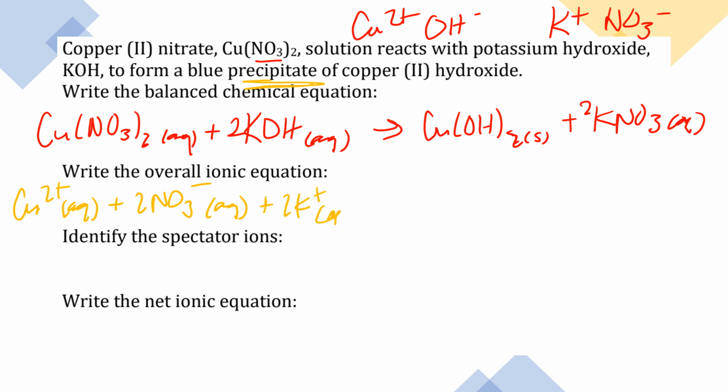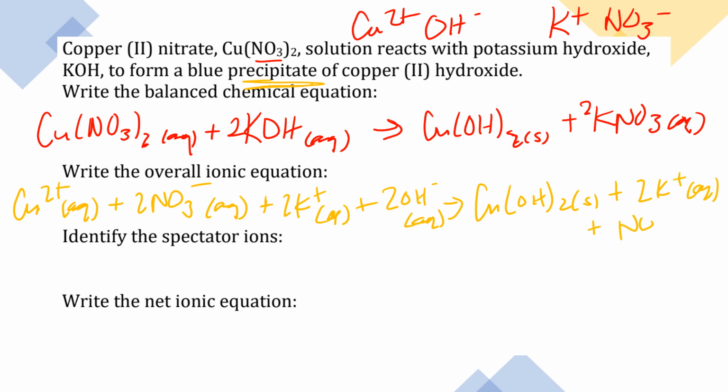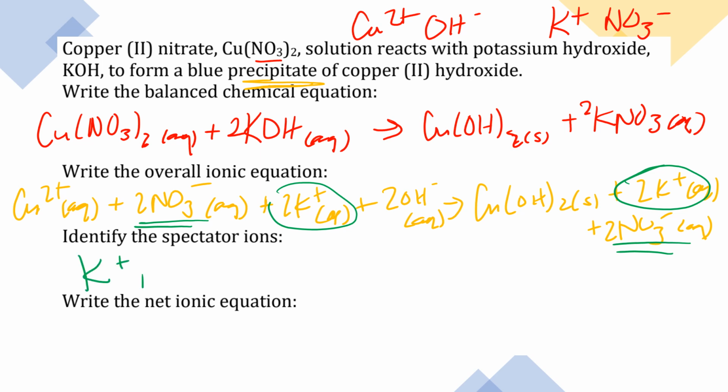2K plus aqueous plus 2 OH minus aqueous produces, so our solid does not ionize, plus 2K plus aqueous and then NO3 1 minus aqueous. Okay, any spectator ions? Notice these are the SNAP ions as well, the SNAP salts. We have 2 K pluses on both sides, and then the nitrates on both sides, so those cancel out. So my spectator ions are the 2 K pluses and the 2 NO3 minuses.